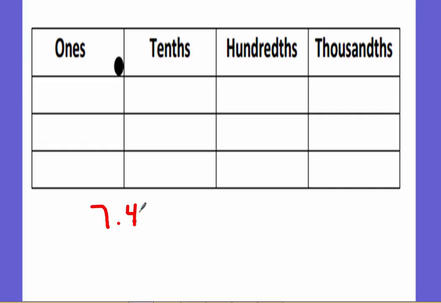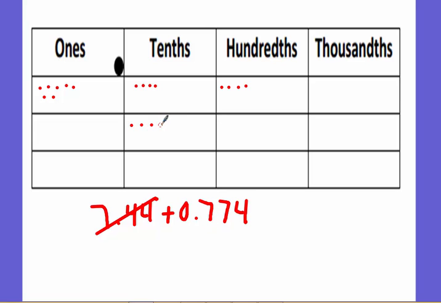Okay, our next one. 7 and 44 hundredths plus 774 thousandths. I have 7 ones, 1, 2, 3, 4, 5, 6, 7. 4 tenths, 1, 2, 3, 4. 4 hundredths, 1, 2, 3, 4. Okay, my next one, I have 7 tenths, 1, 2, 3, 4, 5, 6, 7. 7 hundredths, 1, 2, 3, 4, 5, 6, 7. 4 thousandths, 1, 2, 3, 4.